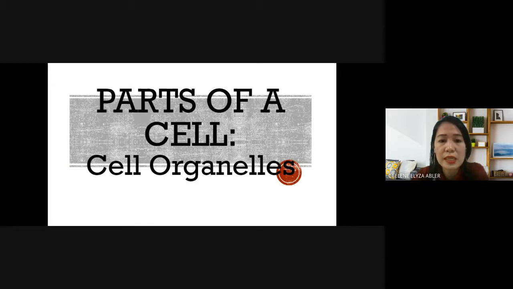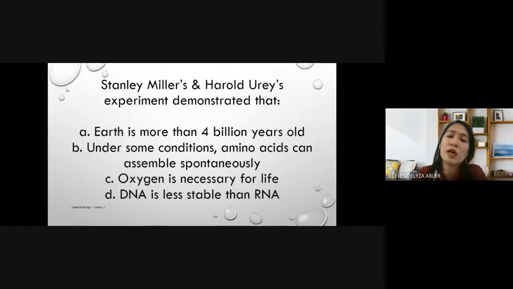Alright, so let's go to parts of the cell. Introduction muna tayo. So sa kay Stanley Miller and Harold Urey's experiment, the answer for this one is that it's letter B. Under some conditions, amino acids can actually assemble spontaneously. So, hindi siya nag-prove about the age of the Earth. It's not about the necessity of oxygen as for living organisms, and it's not about the DNA versus RNA, na basis of ano ba talaga yung genetic material for the cells. Okay? So, hindi yun siya about that.